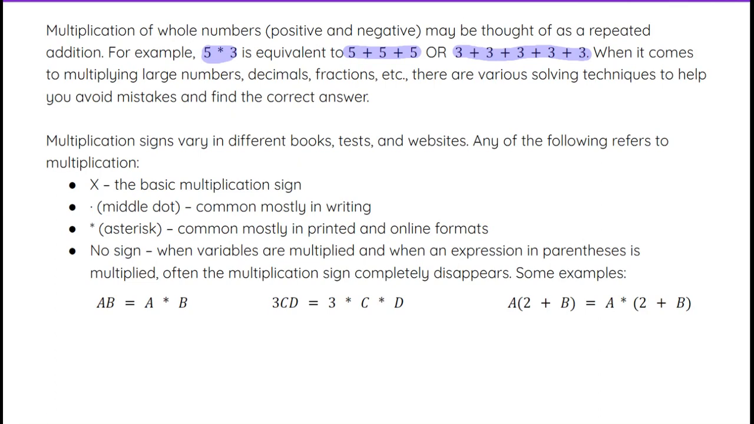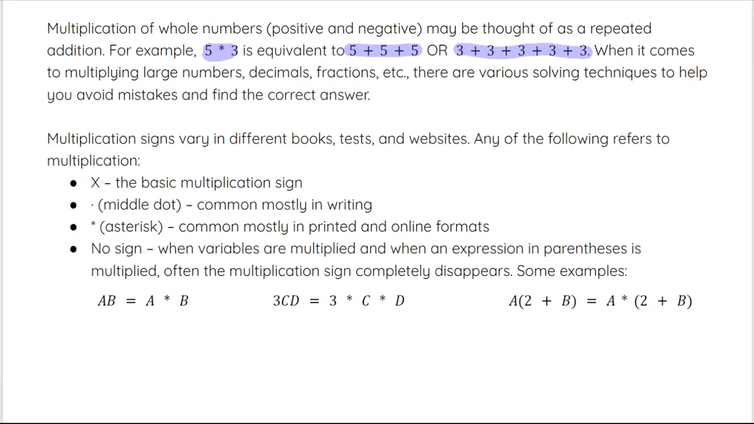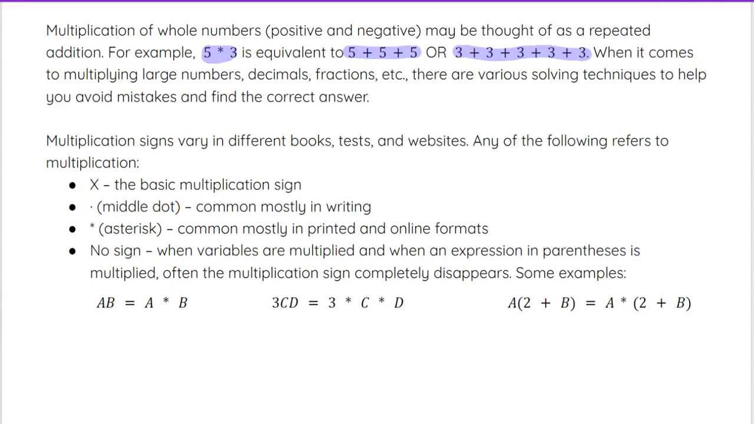When it comes to multiplying larger numbers, there are techniques that we will look at throughout the next couple videos to help you avoid mistakes and find the correct answer with that multiplication. So we have 4 different multiplication signs or ways of writing multiplication, and they differ really depending on if you're looking at textbooks or tests, websites, print versus online, all kinds of different formats, just depending on what you're looking at. So the first one we will look at is the X, which is your basic multiplication sign, and that's probably the first one that you learned when you were younger.